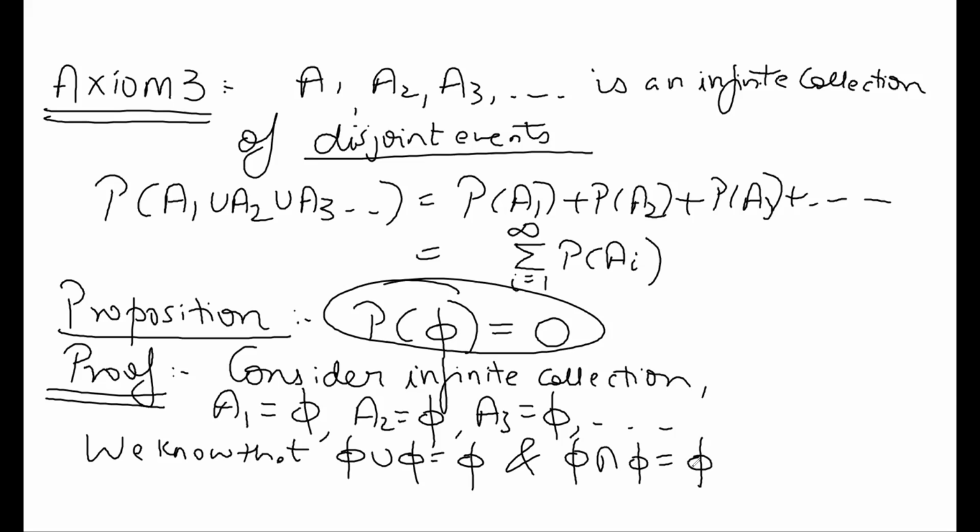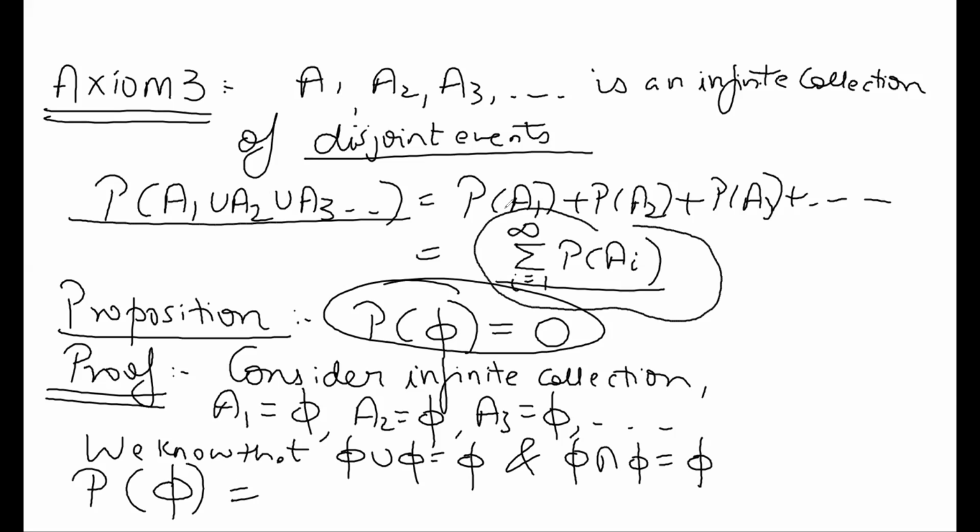That means if I use this formula here, probability of A1 union A2 union A3, all of these are phi. So what will be the union of all the phi's? The union of all the phi's will be phi, which is equal to, look at the term I am circling, summation as i goes from 1 to infinity probability of Ai. Now one particular Ai is exactly equal to phi.